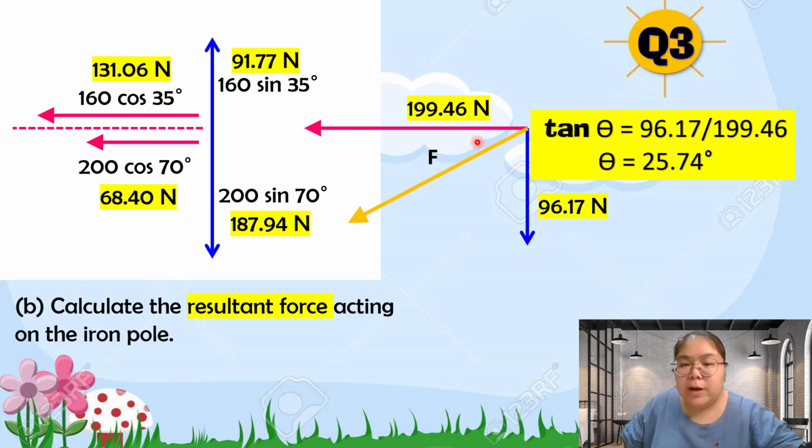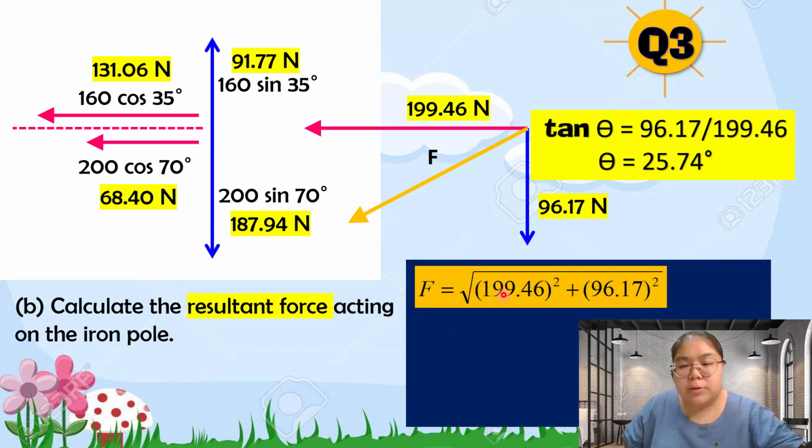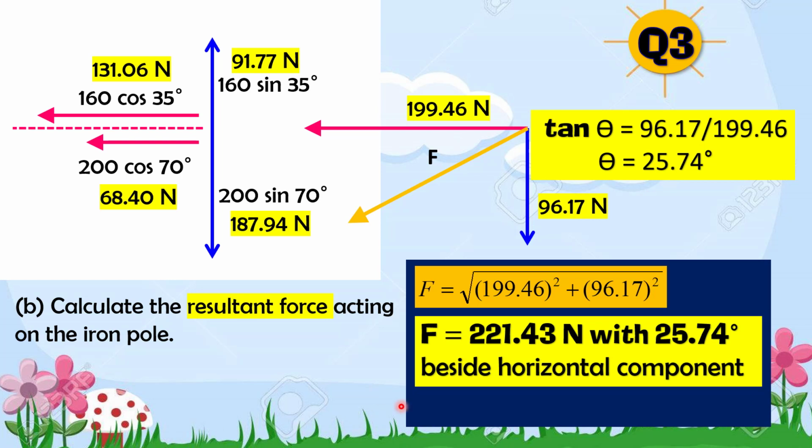Okay, now we need to find what's the F. By using the theorem, that means you need to take 199.46 squared, plus 96.17 squared. After you add together, then you need to square root. After square root, we find it is 221.43 Newton. Okay, this one is just the magnitude.